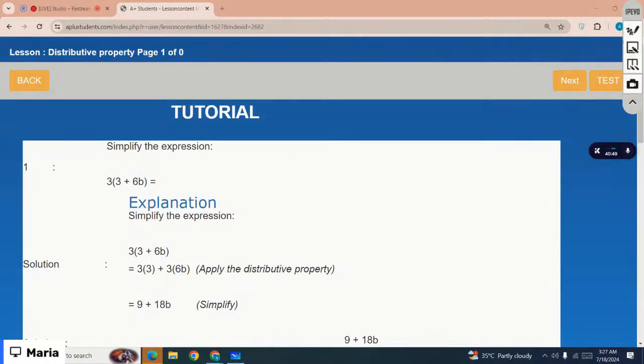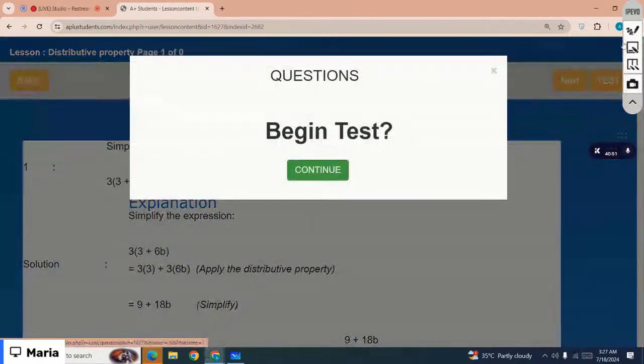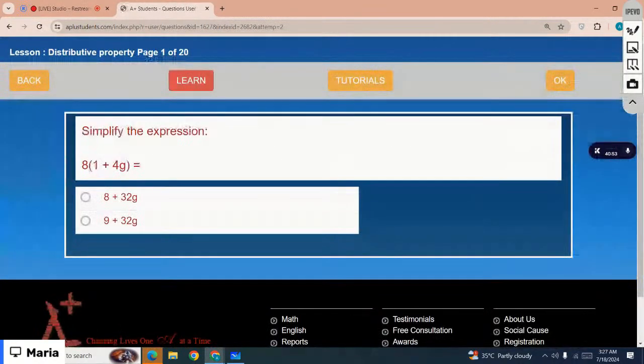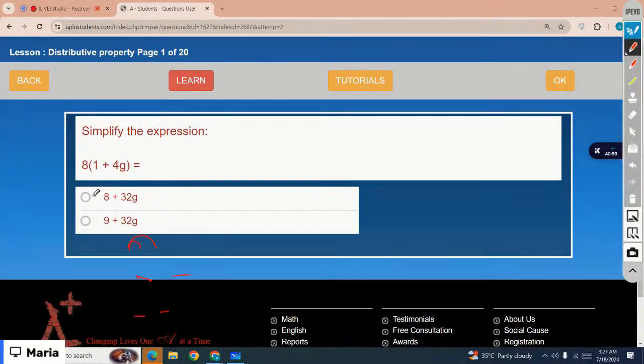Okay, let's just start with the test questions. Simplify the expression. So you need to apply the distributive property. Distributive property means you need to multiply 8 with everything that is inside the bracket, right? You have to do 8 times 1, that is the step where you apply the distributive property, and 8 times 4g.